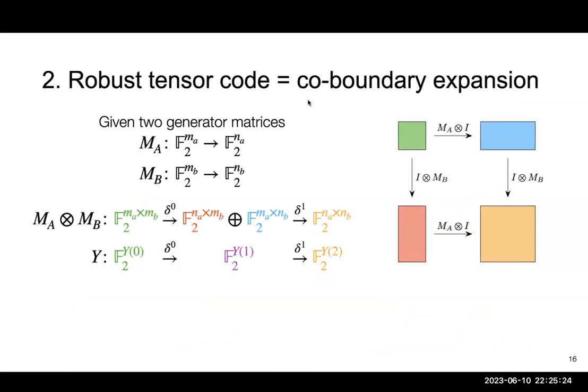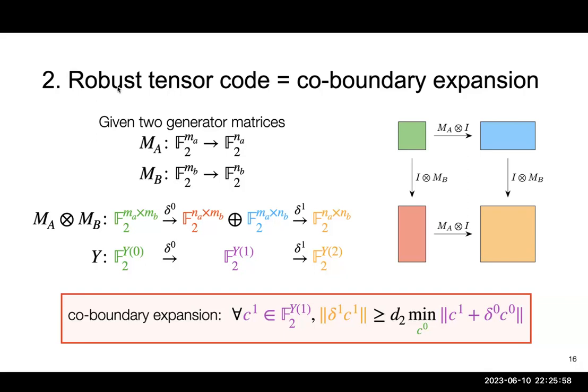Then we have to talk about this tensor code. To get a tensor code, we first start with two classical codes where MA and MB are the generator matrices. We can take the tensor product with the identity to form these four maps: MA tensor identity and identity tensor MB. It's easy to see that these maps commute, and so they actually form a chain complex.